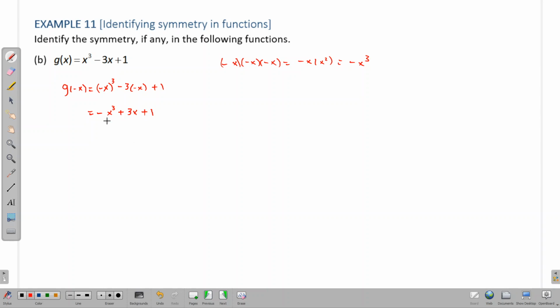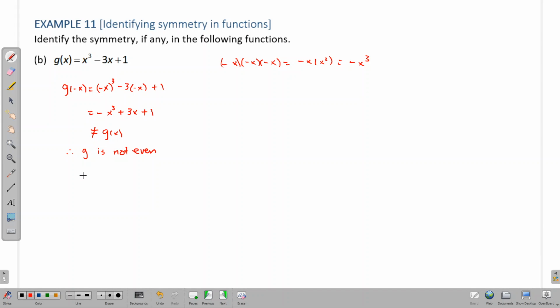So then you come back and you compare that to the original. Does it equal the original function? You can see it doesn't. It does not equal g of x. So what this proves is that it's not even. If these were equal, then it would be even. So therefore g is not even.